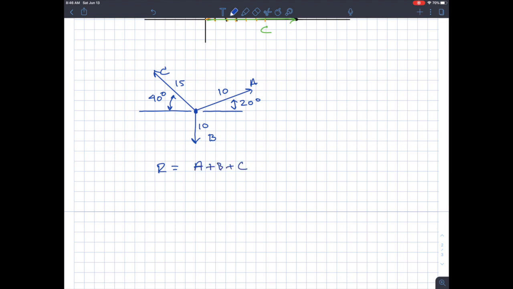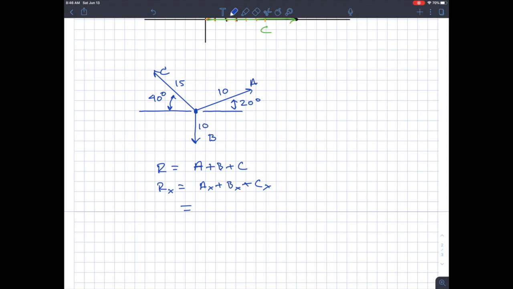All right, but to get that, what we do is we add the vectors in the component directions. So we figure out what Rx is, and we figure out what Ry is. Basically, you can decompose these into the i's and the j's. Let's consider first Rx. Rx is going to be Ax plus Bx plus Cx.